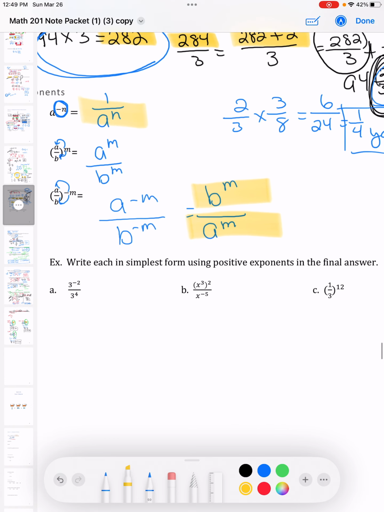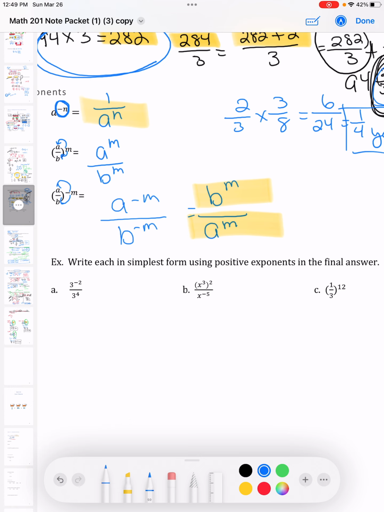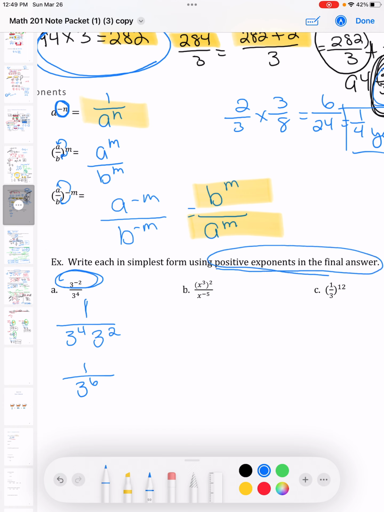So let's see these put into action down here. I only need to move the negative exponents. So I'm going to keep the 3 to the 4th in the bottom. And I'm going to move that 3 squared to the bottom as well, to the denominator. When I move it, I get a positive exponent. There's nothing in the numerator, so that's my invisible 1. And then I remember from before that we add those exponents together. And I'm going to leave it with positive exponents in my final answer. So I can just leave it as 1/3 to the 6th. I'm not going to type in and see what 3 to the 6th is.